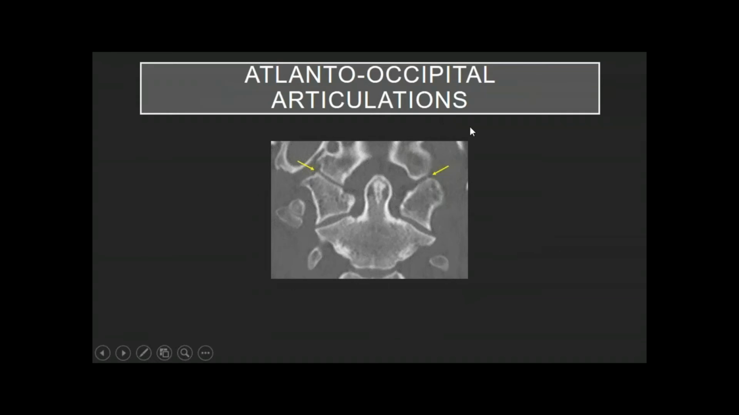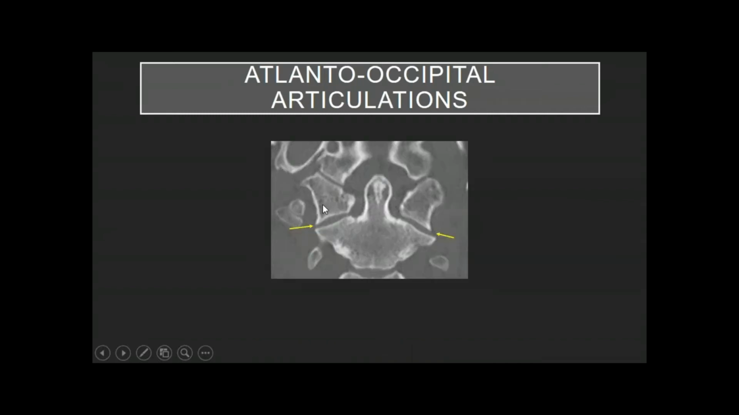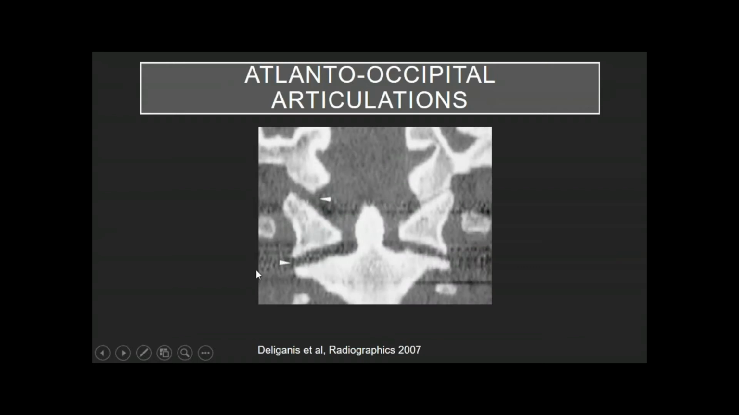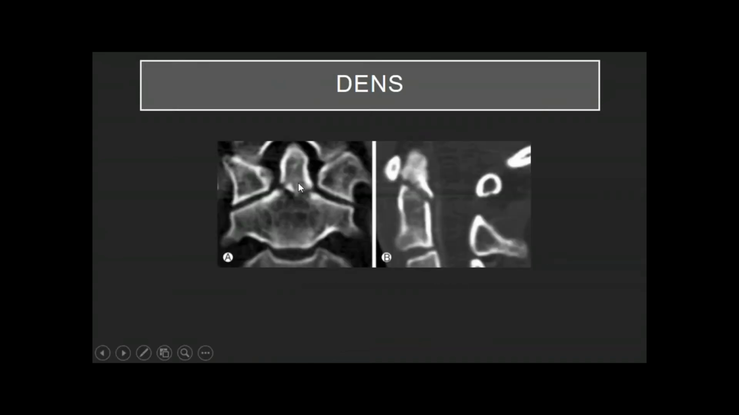Then you have the atlanto-occipital articulations. This is between the occipital condyle and C1. And here you can see it's widened. And then you also want to look at C1 and C2. And again, here, this one actually looks pretty good. So here I would say this is widened. This one, not too bad, though probably slightly widened. All right, and then finally you want to look at the dens itself. So the dens itself can be fractured. There are 3 different types of dens fractures, and we won't go into all of that.